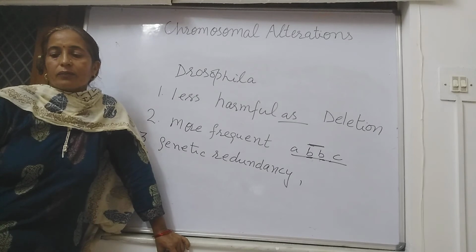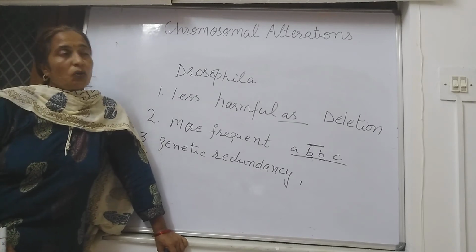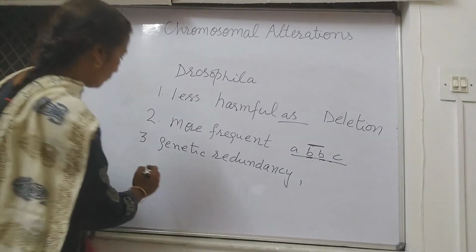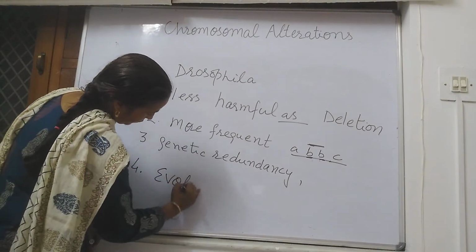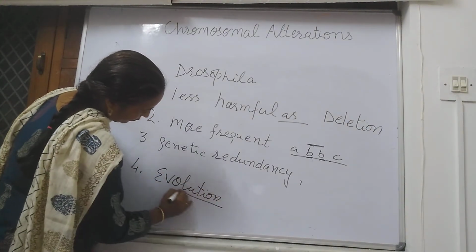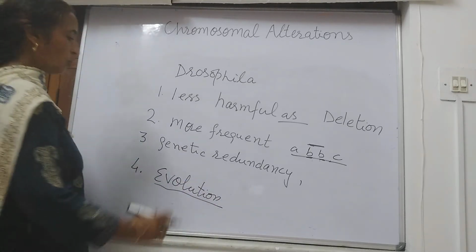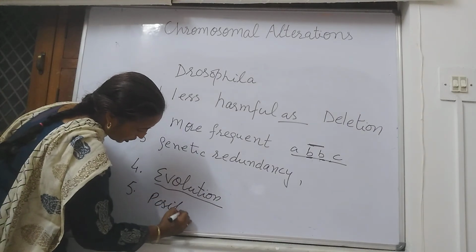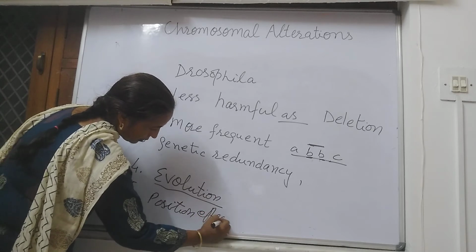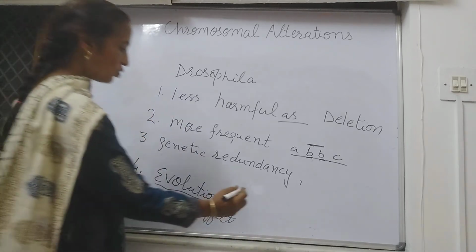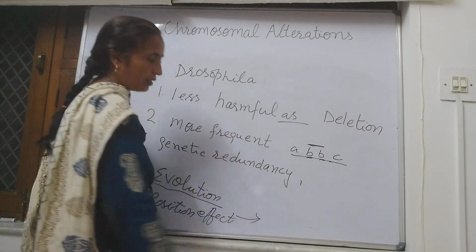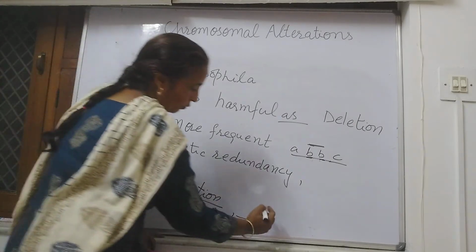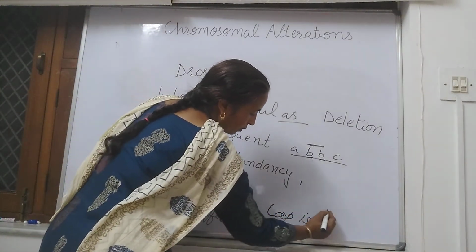And duplications also help in evolution. Duplications also help in position effect, that is locating the position of genes, because at the time of pachytene stage, here also a loop is formed.